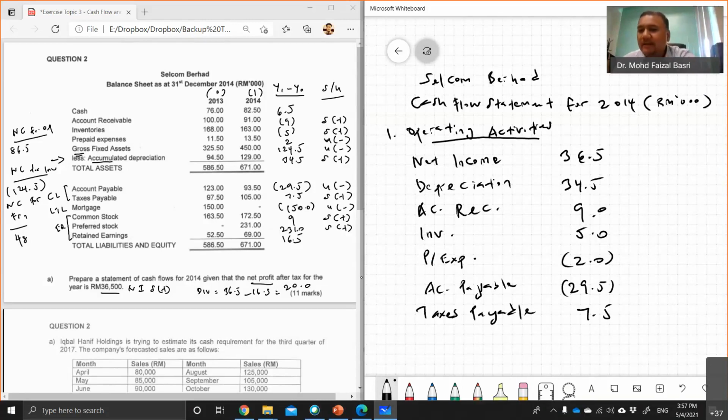So add everything from here. This would be known as net cash from operating activities. I put the short form, but if possible, put it in full: cash from operating activities. So 36 plus 34.5 plus 9 plus 5 minus 2 minus 29.5, then plus 7. Based on my answer here, I get 61, 61.0.